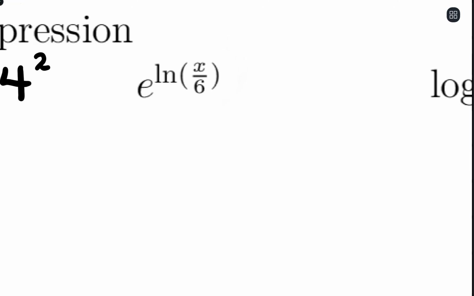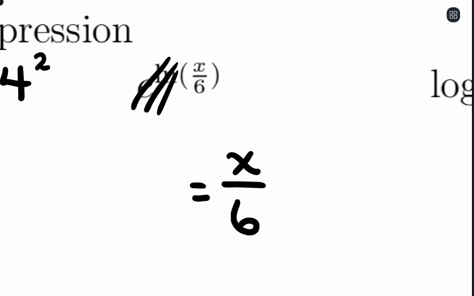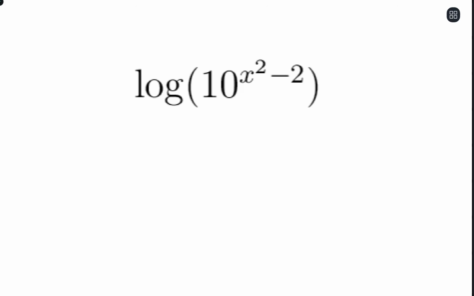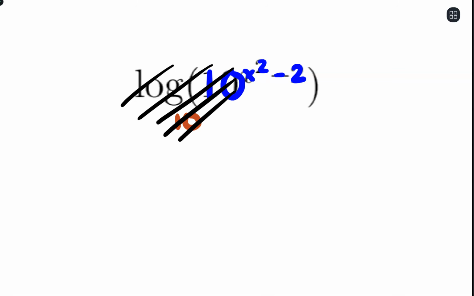All right, this one uses that property nicely. So we have e raised to the natural log. So this is a case where the base of the exponent matches the base of the logarithm. So that's just going to cancel out and leave us with that x over 6. So that would be where we end up with that one. Log of 10x squared minus 2. So we have a logarithm base 10. And then for our value, we have base 10 of x squared minus 2. This is another case where the base of the logarithm cancels out with the base of the exponent. So all we'll be left with here is x squared minus 2.